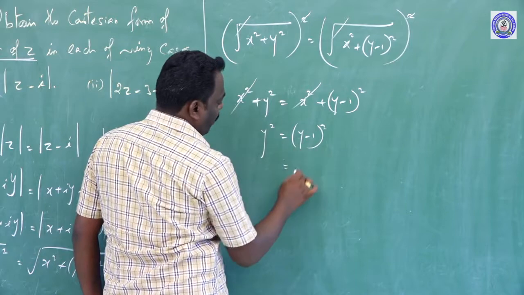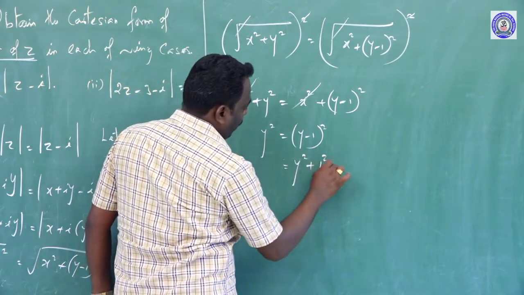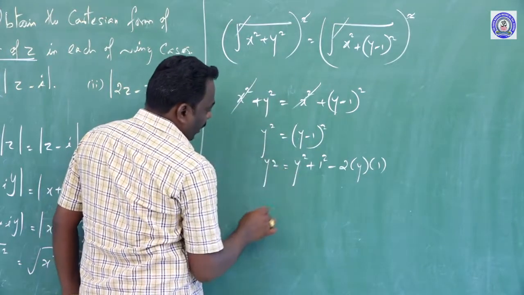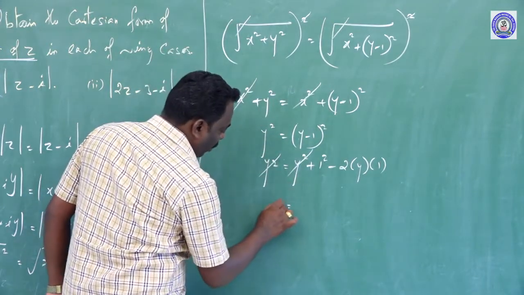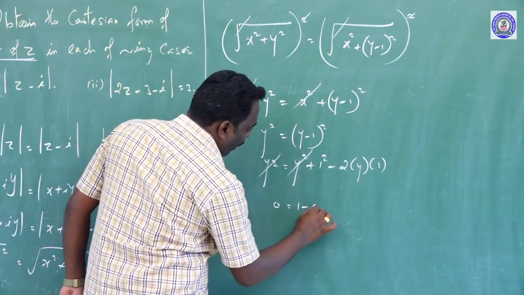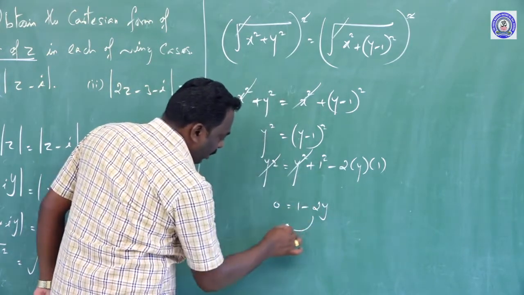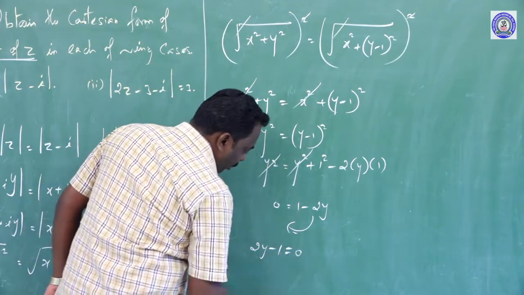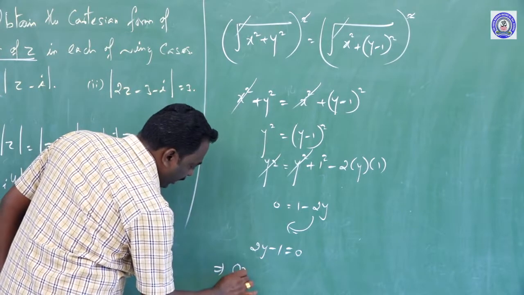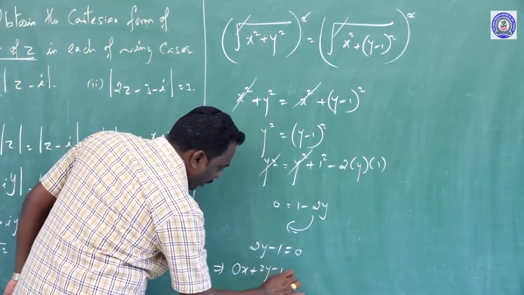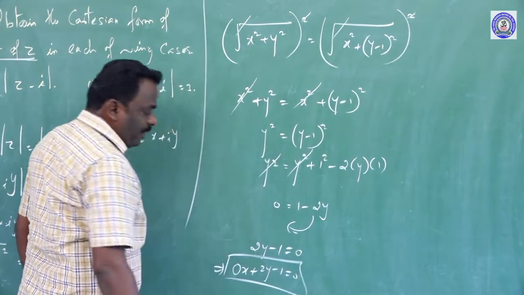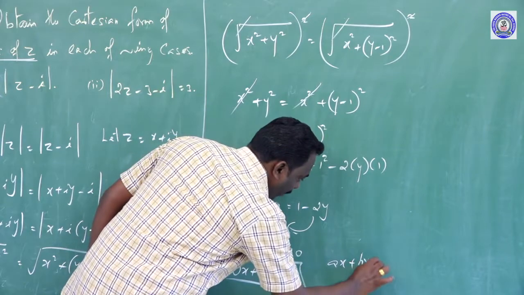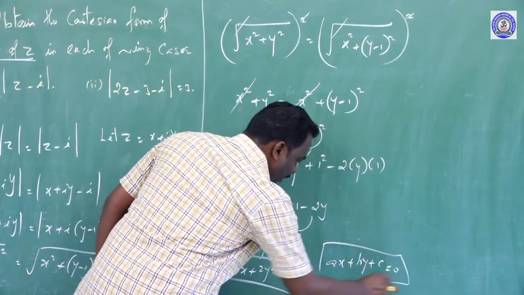Expand the value, a minus b: y square plus 1 square minus 2 into y into 1, that is equal to y square. So again y square cancels, and the left hand side equals 0. Therefore 1 minus 2y. Transferring all the terms to the left hand side, 2y minus 1 is equal to 0. That means x plus 2y minus 1 equal to 0, and this is called the equation of a straight line. Ax plus by plus c equal to 0 is the equation of a straight line.